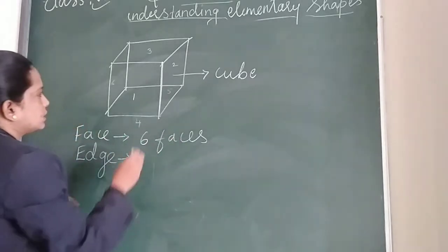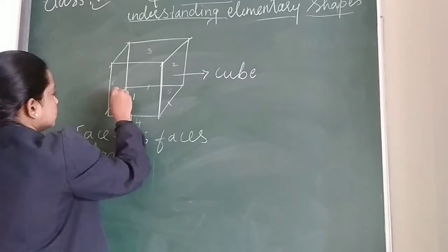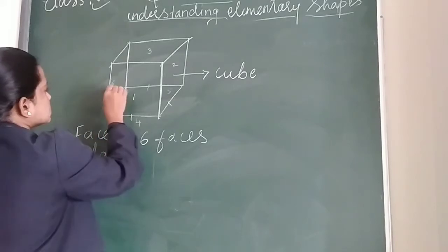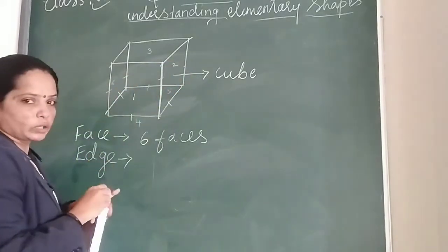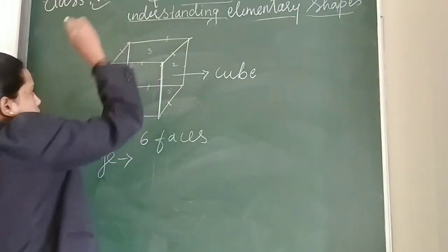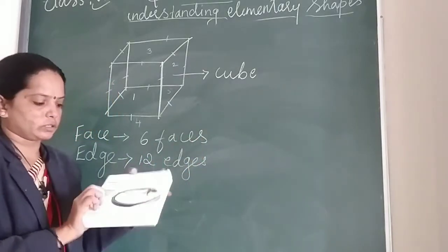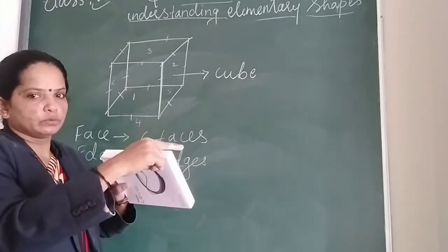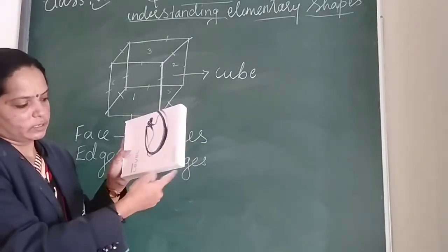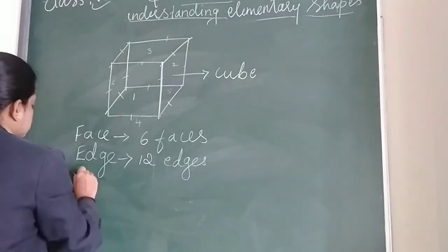How many edges are there? Here 1, 2, 3, 4, down 4 line segments. Then the corners 1, 2, 3, 4, so totally 8, and the up edges 9, 10, 11, 12. So here we will get 12 edges. You can observe 1, 2, 3, 4, 5, 6, 7, 8, 9, 10, 11 and 12. So 12 edges.